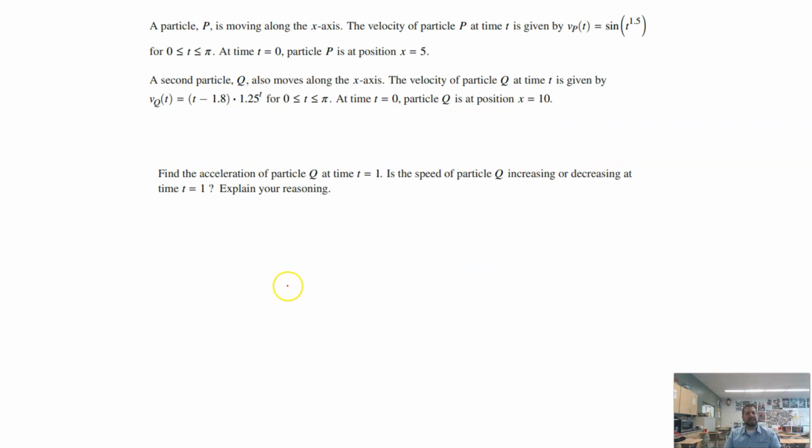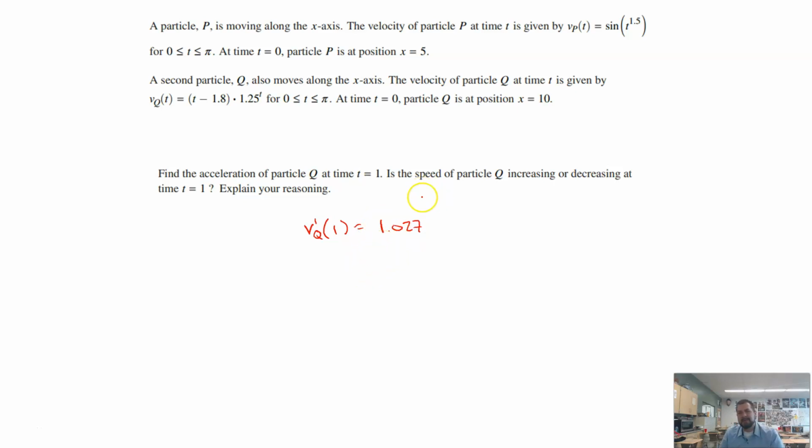For letter C, we want to find the acceleration of particle P at time equals 1. So to find the acceleration, I just take the velocity, except it's particle Q, and I plug in 1. When I do that, I get 1.027.